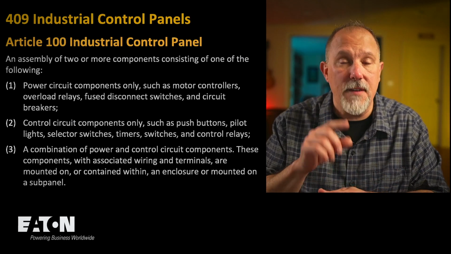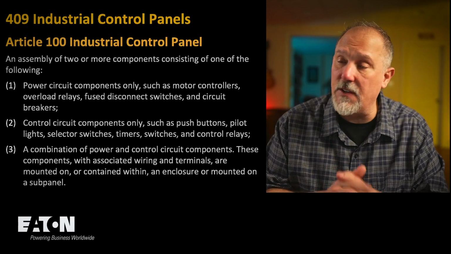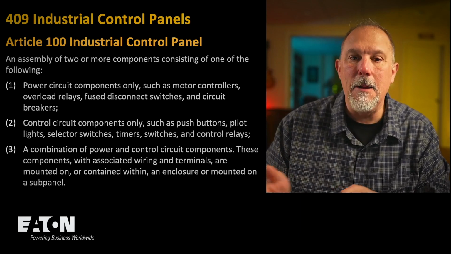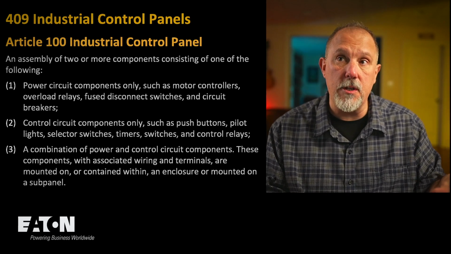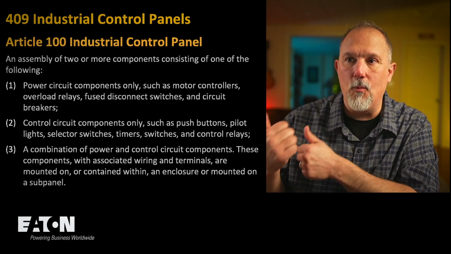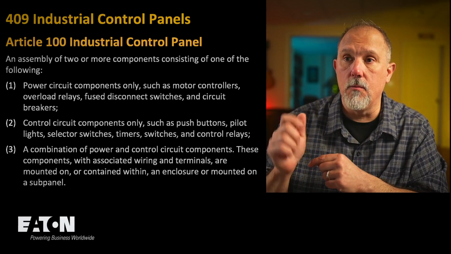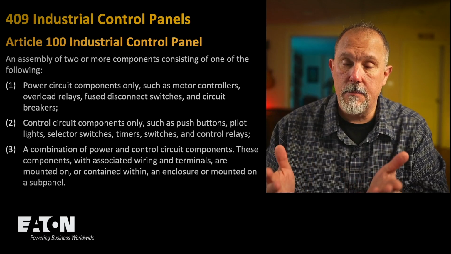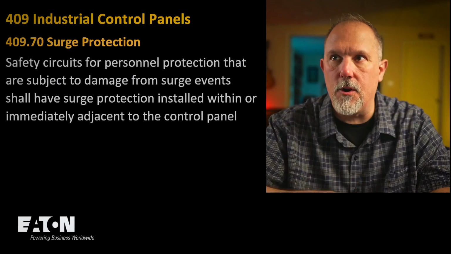So the listing is very critical in helping us understand where in the code I need to go for the requirements. If it's listed as an appliance and it has push buttons, it has switches, it has timers, but it's listed as an appliance, that's Article 422. I'm following Article 422, not 409. If I have a product that's not listed with any one or more of these, two or more of these components, then it is an industrial control panel. Make sense? All right. Now, that gets us into Article 409.